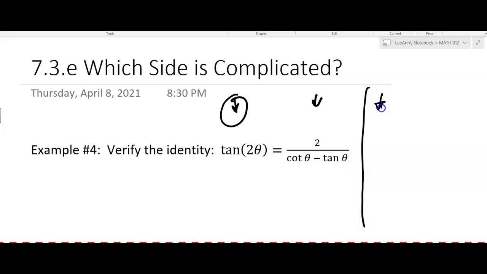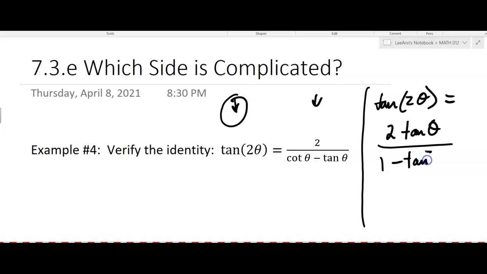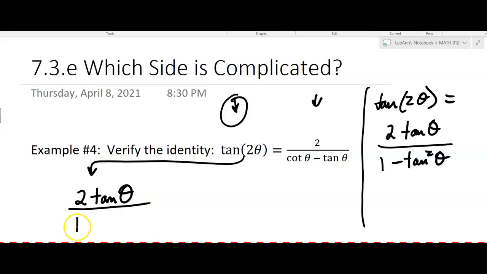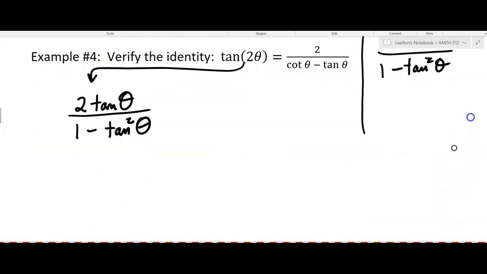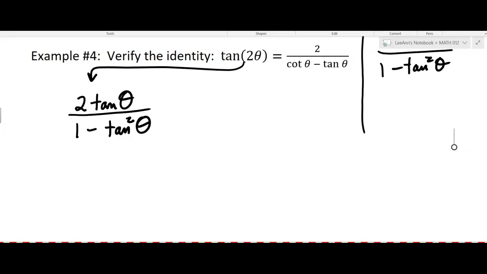I know that tangent 2 theta is equal to 2 tangent theta over 1 minus tangent squared theta. So I'm going to put that in for the tangent 2 theta. I'm going to write 2 tangent theta over 1 minus tangent squared theta. Now, it might not work out, but it's a start. I know I have an identity for tangent 2 theta. Good news, I have a 2 here, and I want a 2 in the numerator.